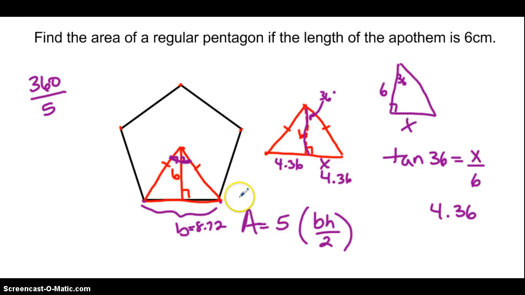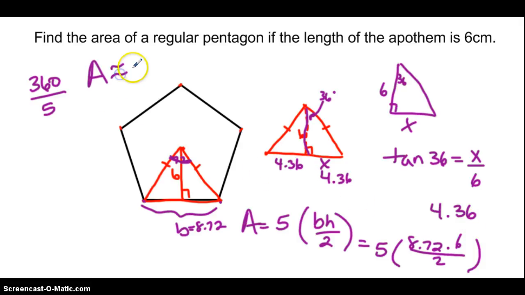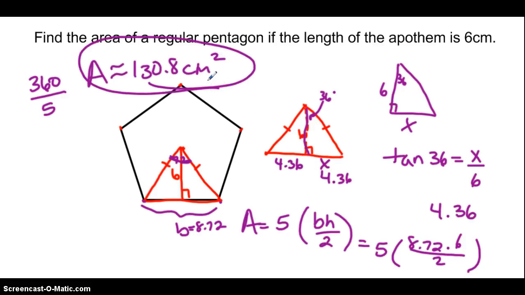Okay, so now let's substitute our values in. So it's going to be 5 times our base, which is 8.72, our height, which was given to us, is 6, all divided by 2. So 8.72 times 6 divided by 2 and times all that by 5, and we get the area to approximately equal 130.8 centimeters squared. A lot easier for this example when given the apothem versus when given the radius, but definitely know how to do both types of problems.